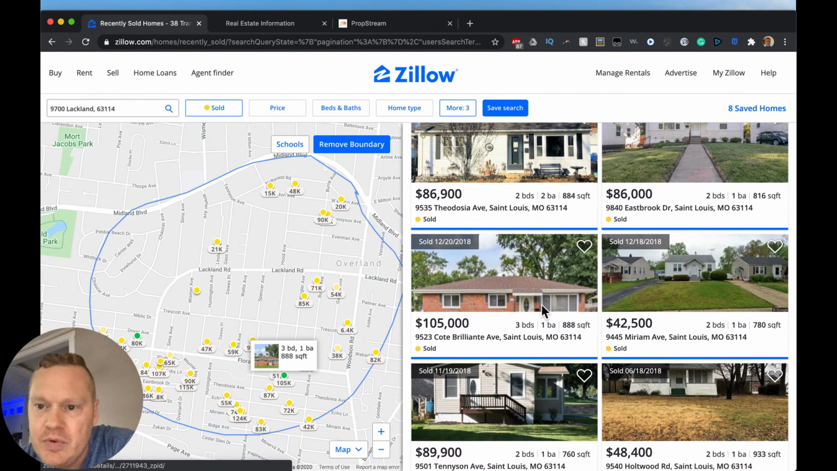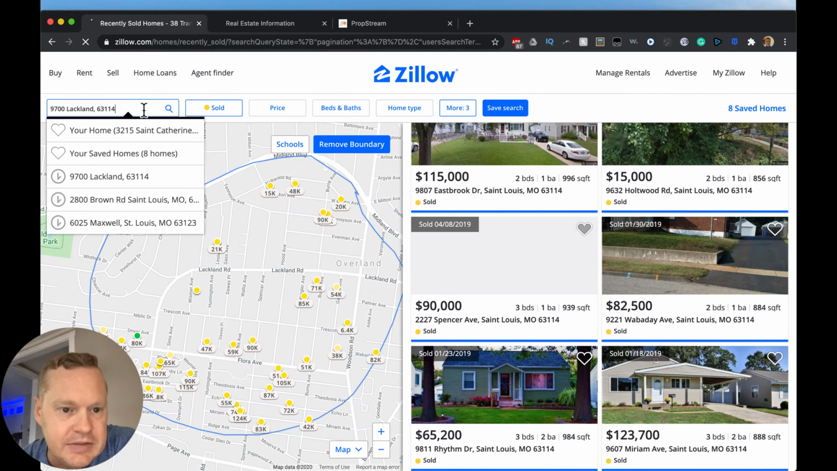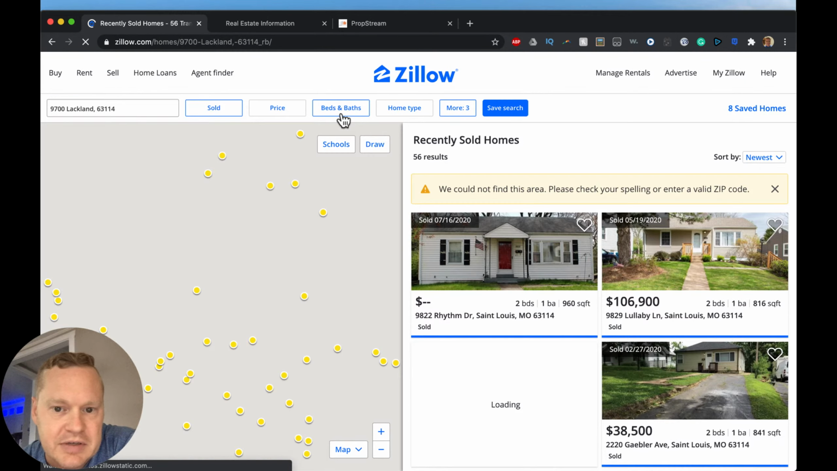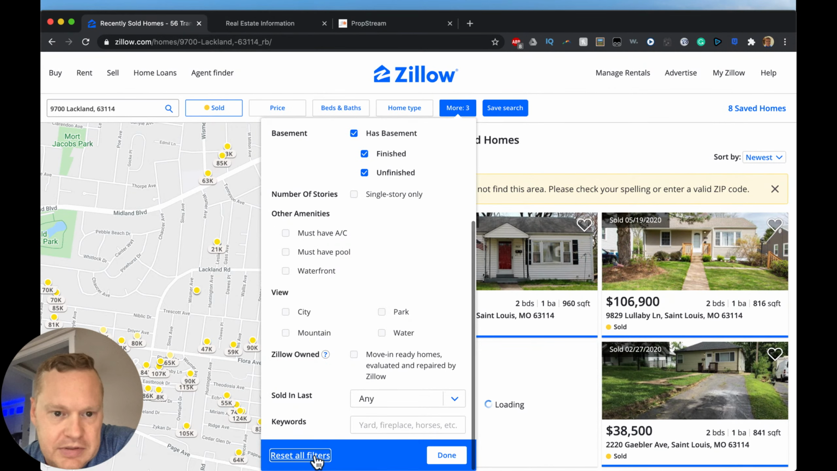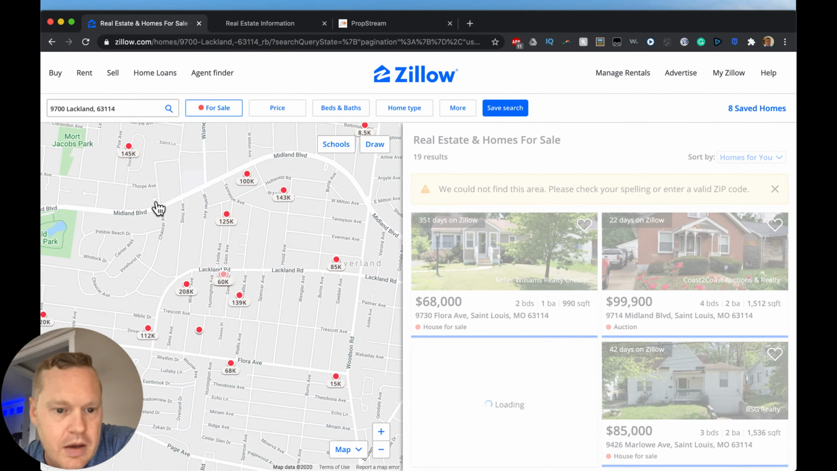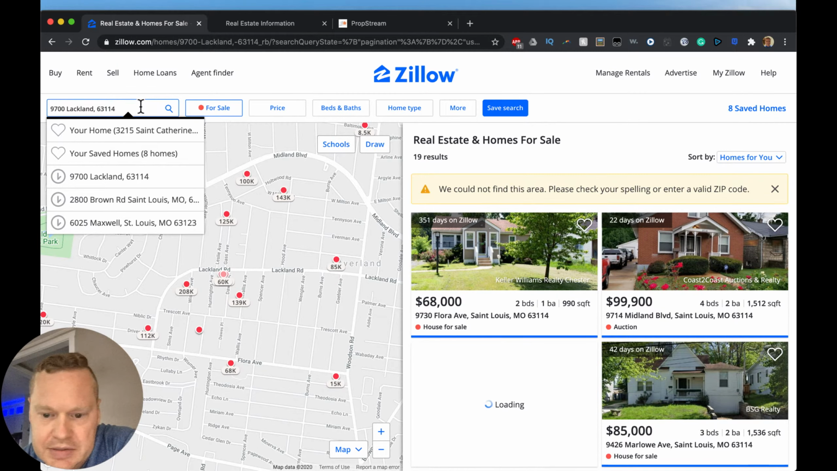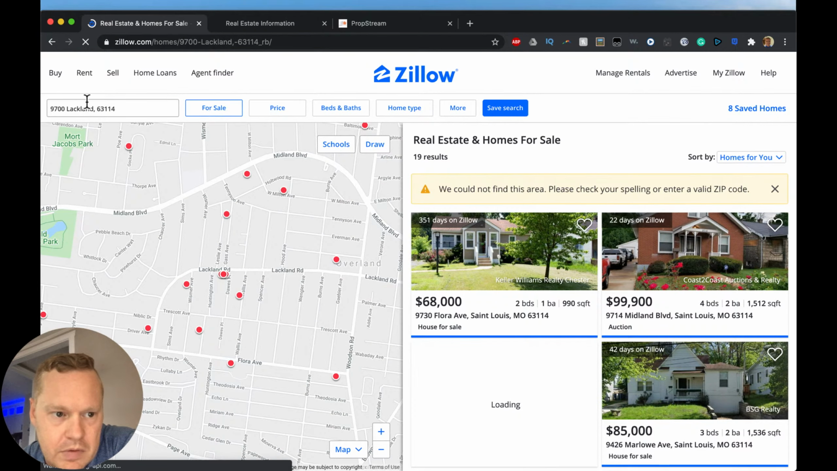All right. So that is how I would comp using Zillow. Again, you're going to go in, look at the solds, and figure out what criteria you're going to use to filter it down. On the 3 that I was looking at on Lackland, here, let's clear our filter. So you can do that by doing this, reset all filters, and it defaults to for sale. So then we're going to zone back into this 9700 Lackland area. Or what was the address?